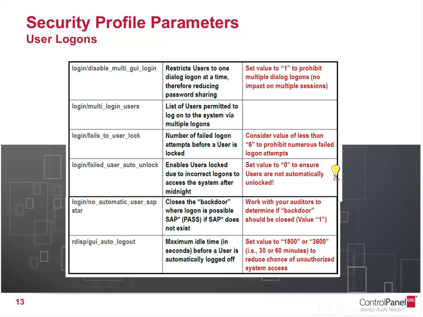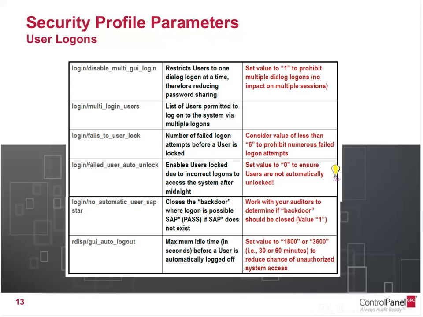So this first one, login/disable_multi_gui_login, is going to determine if you allow a user to log onto your production system via multiple terminals at the same time. Can they have multiple dialog logons out there? This isn't multiple sessions, but can I sign on from my PC and then go over to my neighbor's PC and sign on again? We recommend setting this to a 1 to prohibit multiple dialog logons.